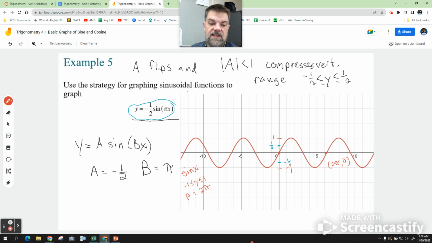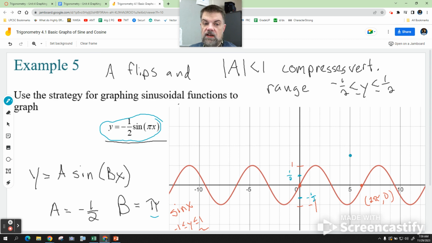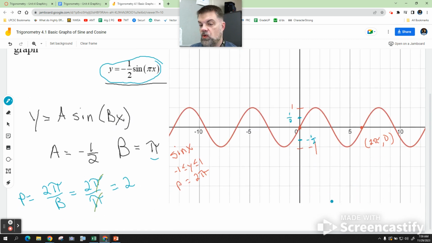But because I have B equals pi, I know for my second function, the period P is going to equal 2 pi divided by B, or 2 pi divided by pi. The pi's will cancel. Pi divided by pi is 1. 1 times 2 is just 2. So my period of my new function is 2. Okay? And I'm going to zoom in because we're going to try to graph this.